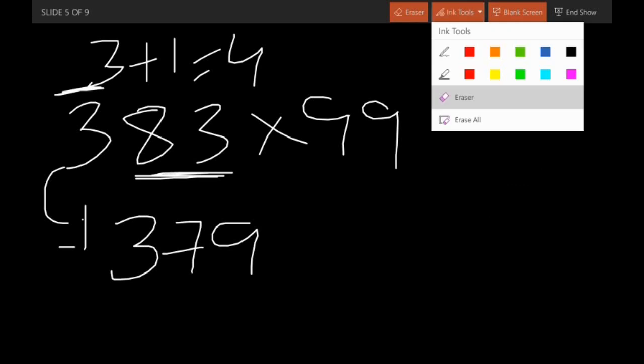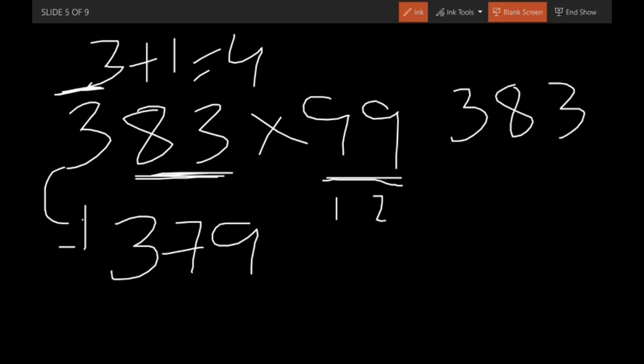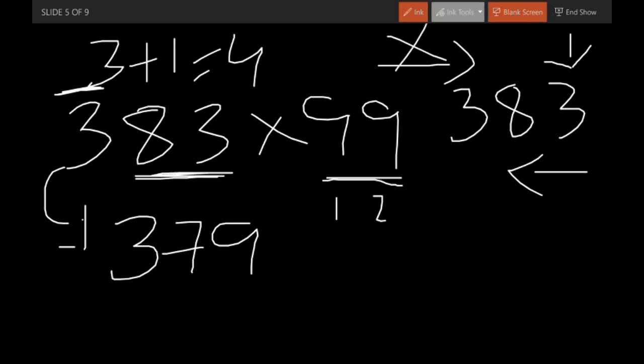Now let's see how we're going to do the third step. We have how many digits here? Only 2, in 99. One and two, so we have 2 in total. So if we take 383, we are going to take 2 digits in 383, and we are going to count from this side, not from this side. Let's see how we're going to do that.